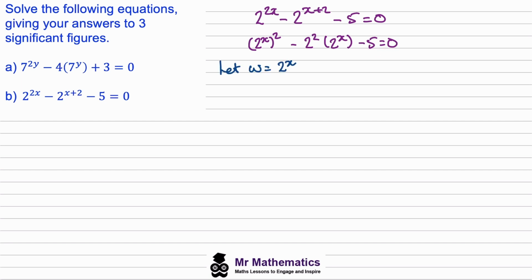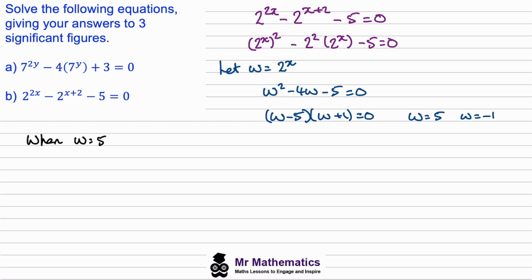So if we let a different variable w equal 2 to the x, we can rewrite this as a more obvious quadratic equation. So we've got w squared minus 4w minus 5 equals 0, and we can factorize this into w minus 5 multiplied by w plus 1. We can solve this equation, so w equals positive 5 and w equals negative 1. But again, we need to remember that w is 2 to the power of x.